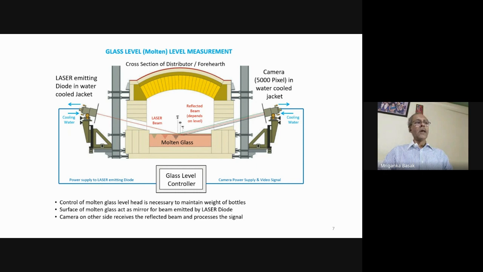Normally, the glass level measurement system is installed along the width of the distributor. On one side of that width there is a laser emitting diode which gives laser beams through a hole inside the distributor. And the molten glass level at that point of time functions as the mirror. The reflected beam is captured on a camera and it is processed accordingly. This is the measurement. Next slide.